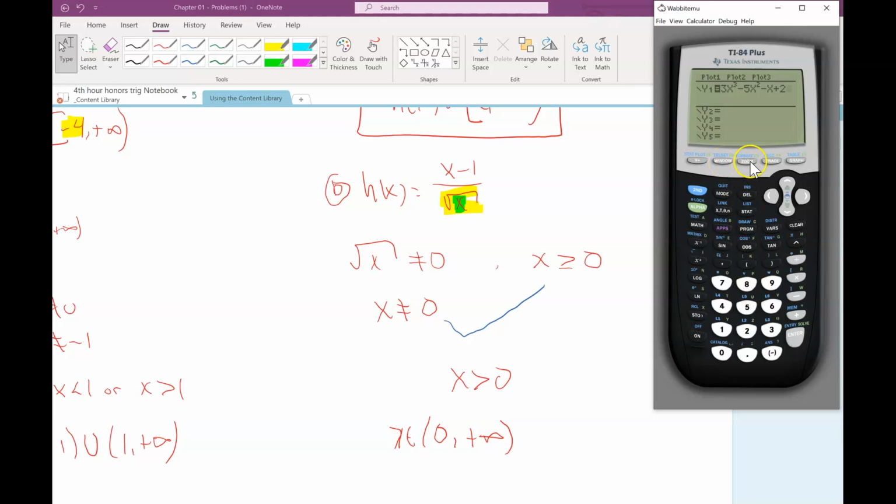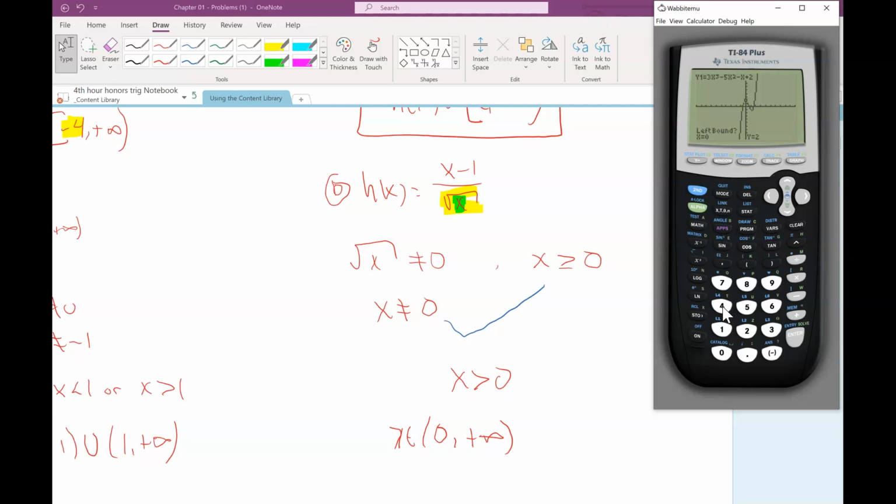Okay. And then I'm going to do zoom standard because I'm pretty sure that I was messing around with my windows in a previous section. So there's my graph. When I look at this graph, I see one local maximum and one local minimum. I'm going to find that local maximum first by pressing second and then the trace button. From that menu, I'm going to choose the maximum command.